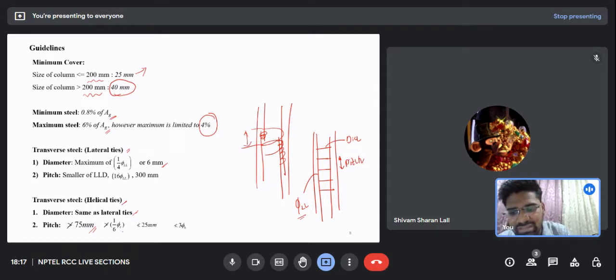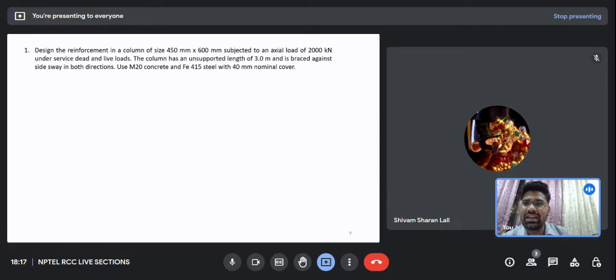It should not be greater than 1/6 of the diameter of that column. Then it should not be less than 25 mm, and it should not be less than 3 times the diameter of that helical tie. So these are some additional guidelines that you should follow.